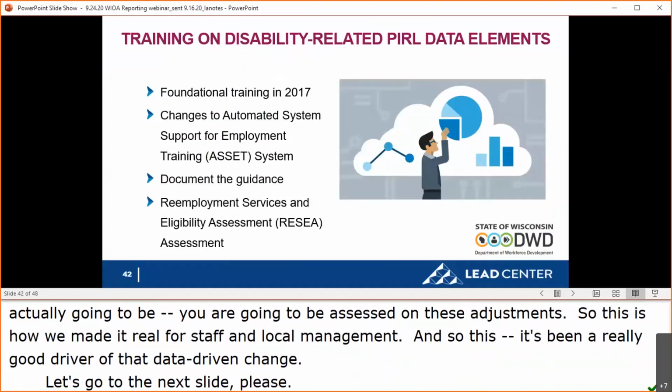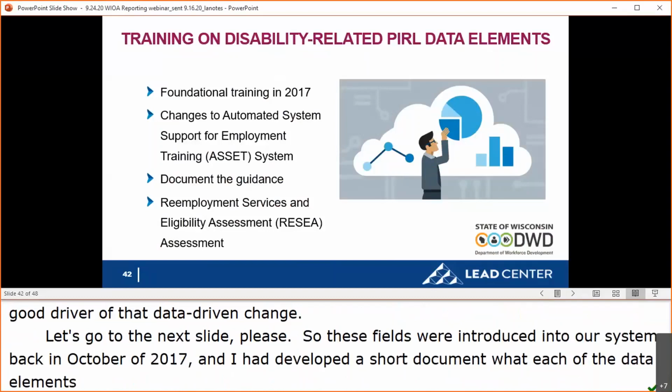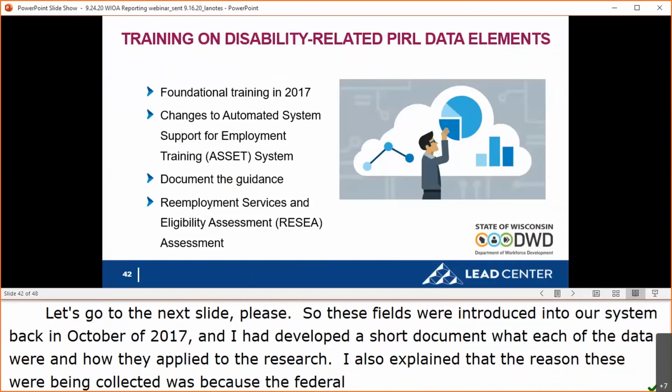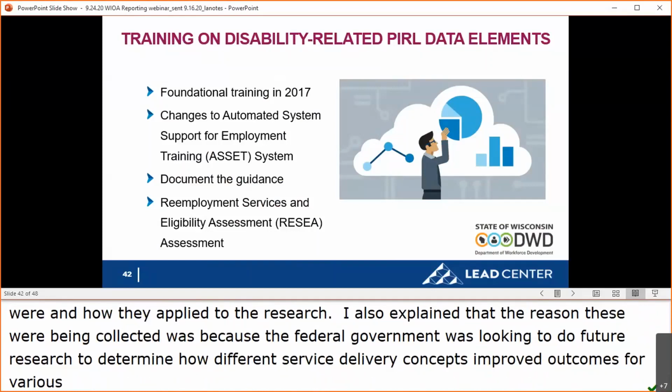These fields were introduced into our system back in October of 2017, and I developed a short document on what each of the data elements were and how they applied to the workforce. The document had links to where the programs applied in Wisconsin. I also explained that the reason these were being collected was that the federal government was looking to do future research to determine how different service delivery concepts improved outcomes for various populations.